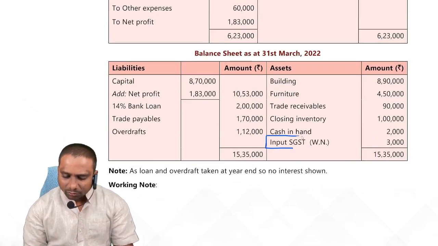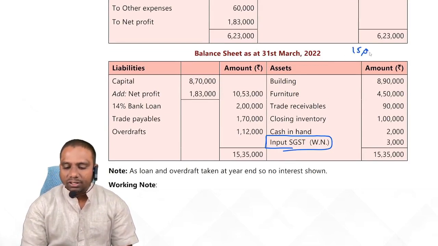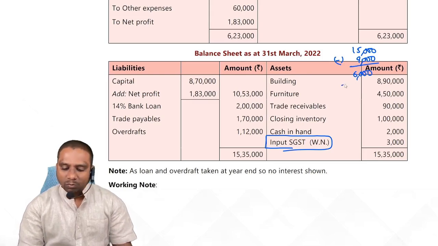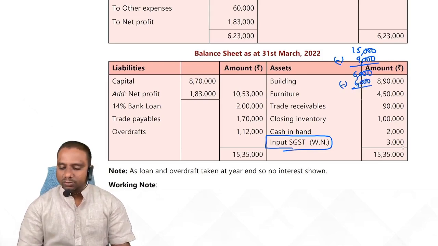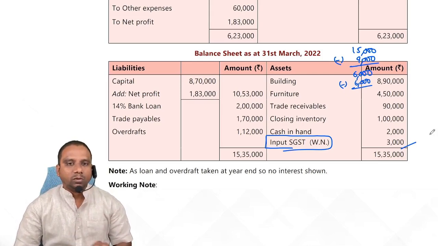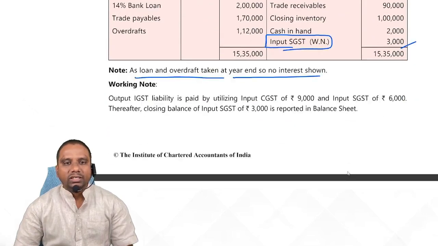So finally they have taken input SGST. Output how much? First CGST adjusted 9,000. Remaining amount we have 6,000 minus. Next IGST we adjust 6,000. Remaining we have 3,000. 3,000 rupees asset. This is an important aspect of this problem. As loan and overdraft are taken at the year end, there is no interest.